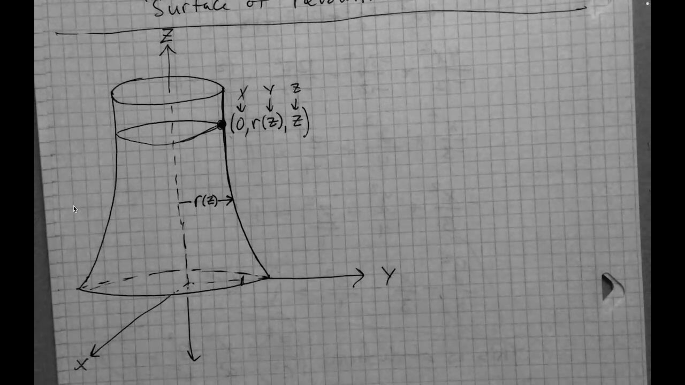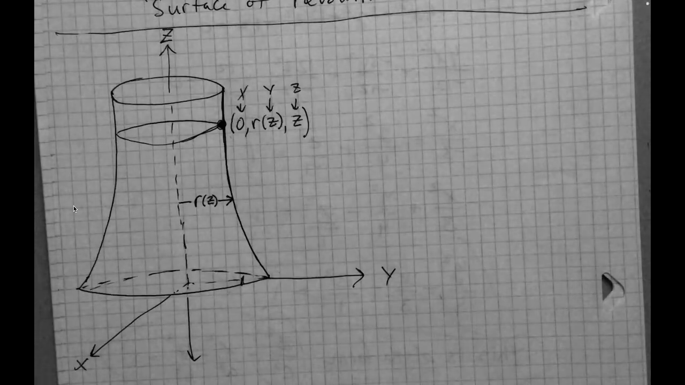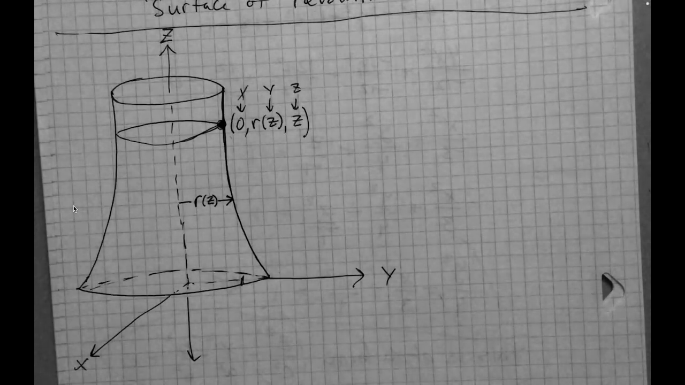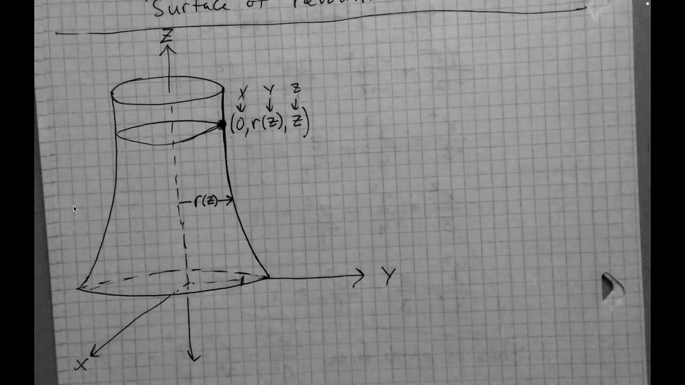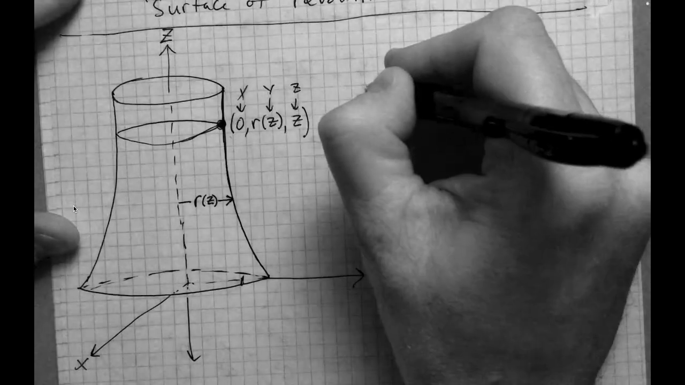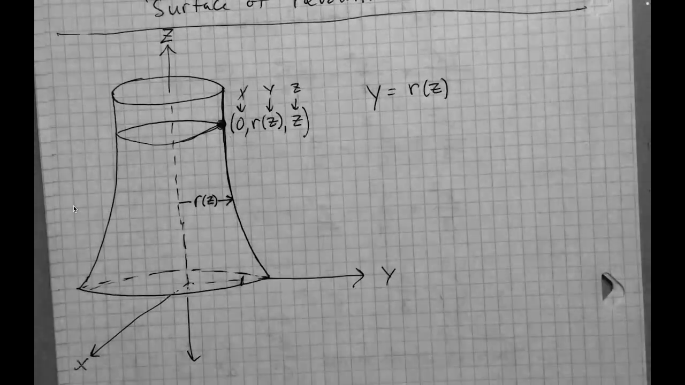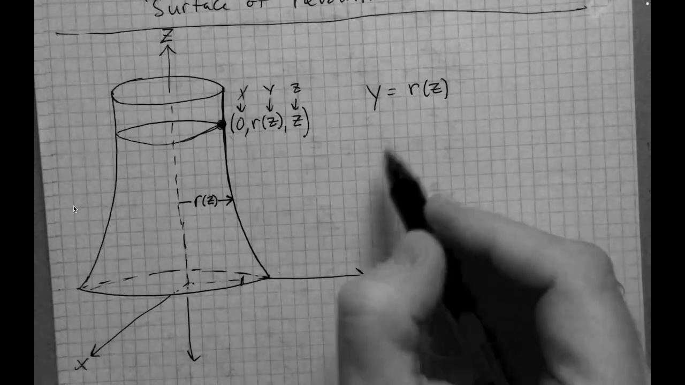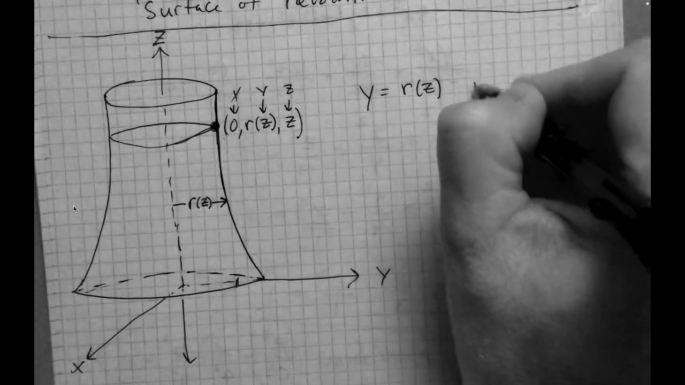All right. Right, and so to find the equation of this type of surface, you really do need to begin with the graph of the radius function. Right, so in this case, the radius function is y equals r of z. Okay, in this case, the radius function, you would say, is in the yz plane as well, right?